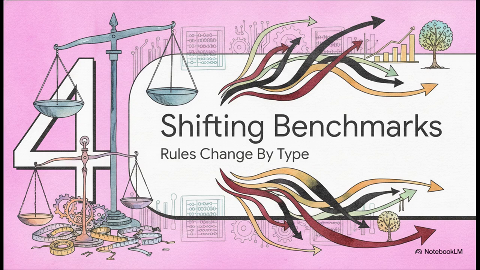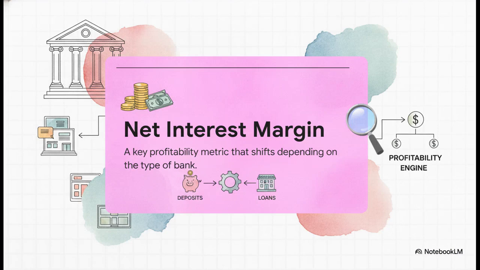Section 4. Why benchmarks shift completely. The rules change by type. Because of these drastically different borrower profiles, you just can't use a universal yardstick. The benchmarks used to judge a bank's health shift entirely depending on its type. Let's look at one specific metric, the net interest margin, or NIM, to see just how shocking these baseline expectations can be from one bank to another. This is the core spread between what a bank pays for deposits and what it earns on loans. It's the absolute engine of their profitability.